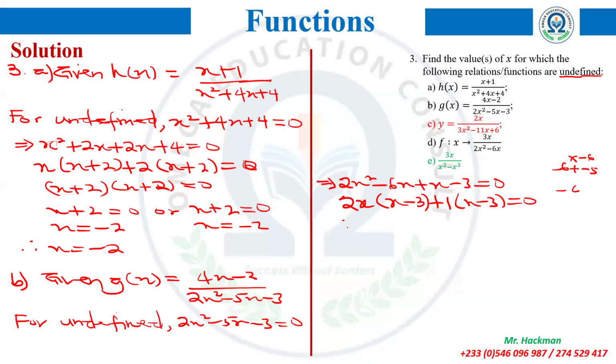So at this point, you get (x plus 1) into (x minus 3) equal to 0. Our comfort zone now: the product of two factors is 0, so at least one of the factors should be 0. So you set each of the factors to 0.